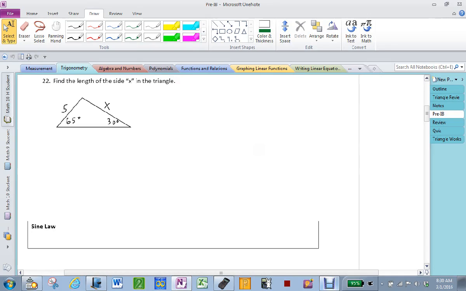What was your strategy to try and solve this problem? Michaela? Cut the triangle in half and then use the 10. Of course, you cut the triangle in half to make a 90-degree triangle. You used tan.